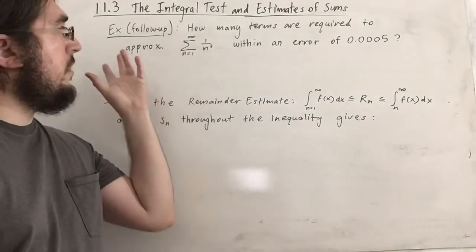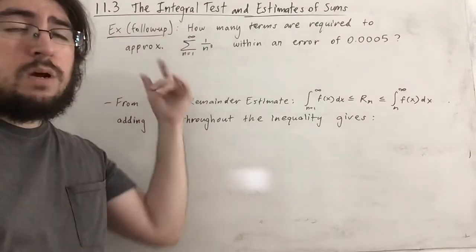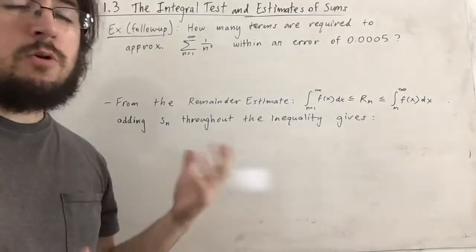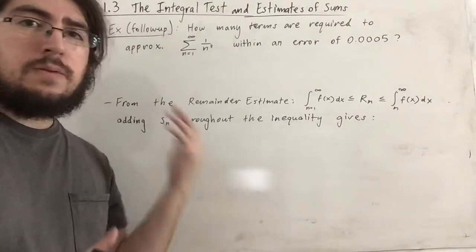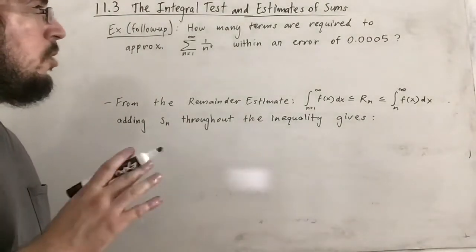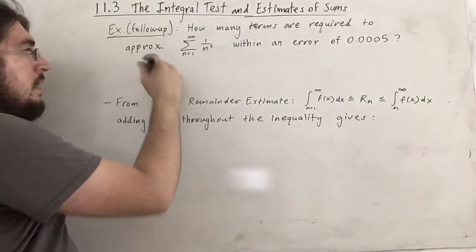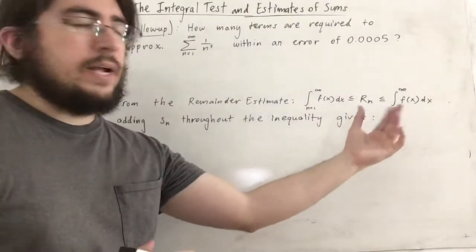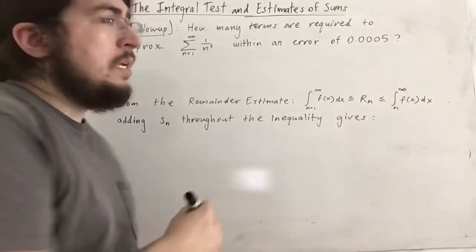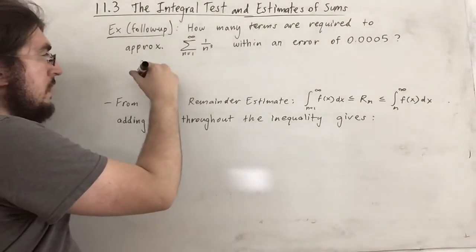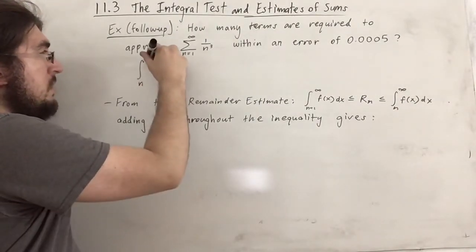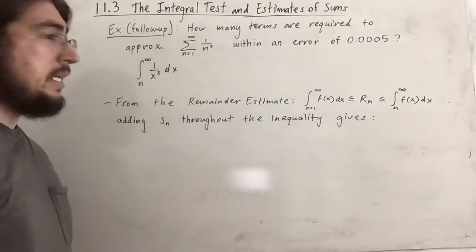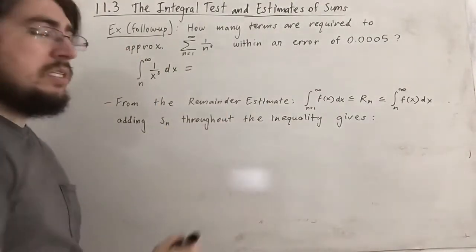All right, so here finally is the follow-up question to the previous example. How many terms are required to approximate the same series, 1 over n cubed from 1 to infinity, within an error of 0.005, so 1 order of magnitude more accurate than the previous error we got? So what we're going to do is take a look at the upper bound of the remainder estimate, and by the way, I've written it here. So the upper bound was this. If we consider the upper bound, which in this case is the integral from n to infinity of 1 over x cubed dx, because that's our f of x in this case, we actually saw what this was.